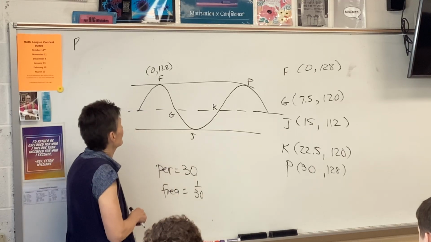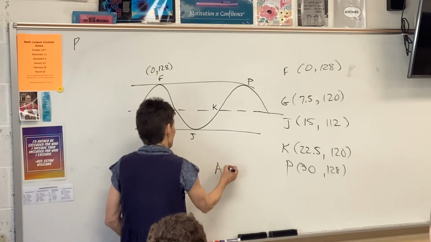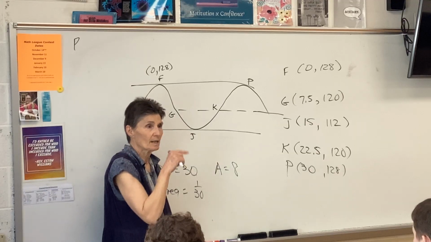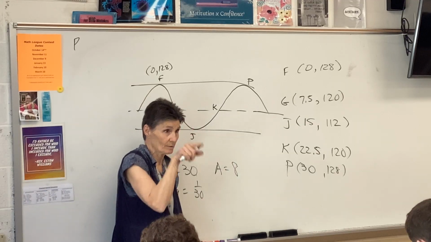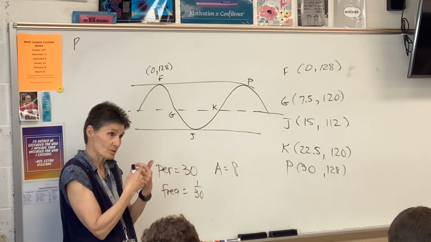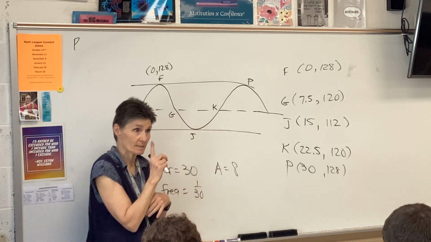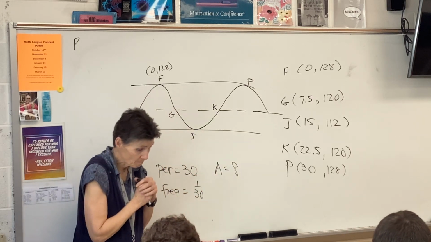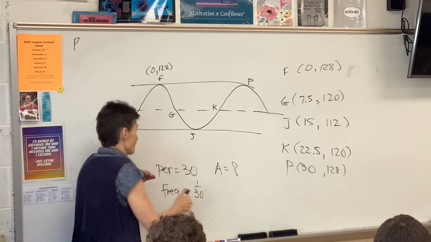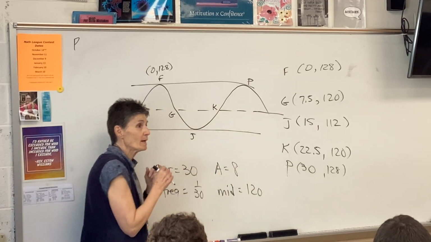What's the amplitude of our curve? 8. Why is the amplitude 8? Because the clock hand, the radius of the circle that that hand follows, is 8. Why is the amplitude of the regular sine curve 1? Because the radius of the unit circle is 1. This radius is bigger. What's our midline? Midline is 12. Are you okay? Center of the circle.